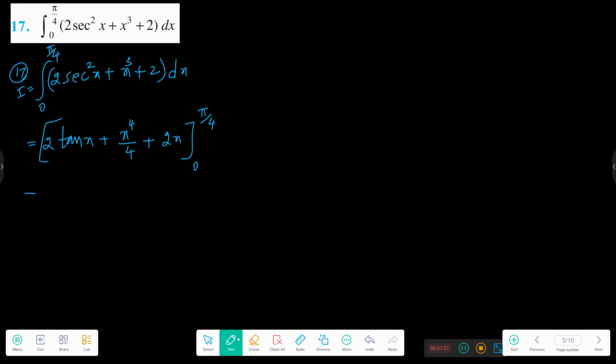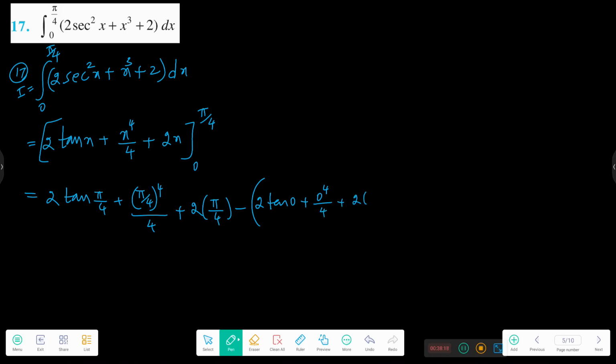First apply the upper limit: 2 into tan pi by 4 plus pi by 4 whole power 4 divided by 4 plus 2 into pi by 4, minus the lower limit: 2 into tan 0 plus 0 power 4 by 4 plus 2 into 0. Now this 2 cancels. 1 time, how many times? 2 times. What is tan pi by 4?